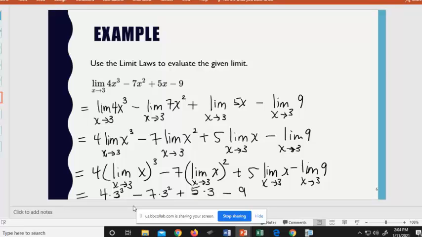Okay, so 4 times 27 minus 7 times 9 plus 5 times 3 and minus 9. So maybe 51 altogether.